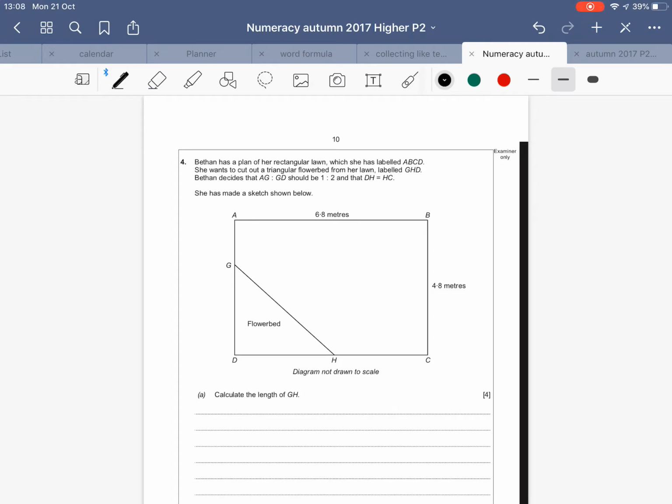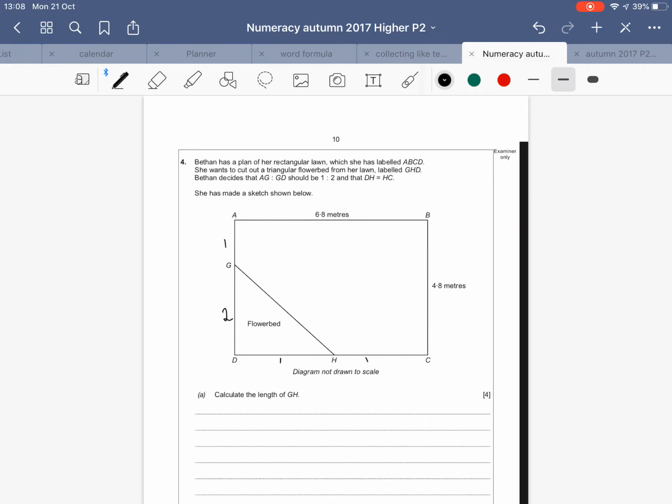Question 4. Bethan has a plan of her rectangular lawn, which she has labelled A, B, C, D. She wants to cut out a triangular flower bed for her lawn, labelled GHD. She decides that AG and GD should be 1 to 2, so whatever this length is this one's double. And GH equals HC. That's my initials. So this length is exactly the same as this length.